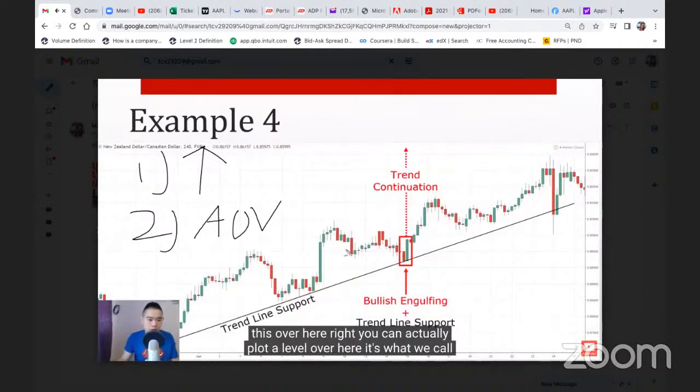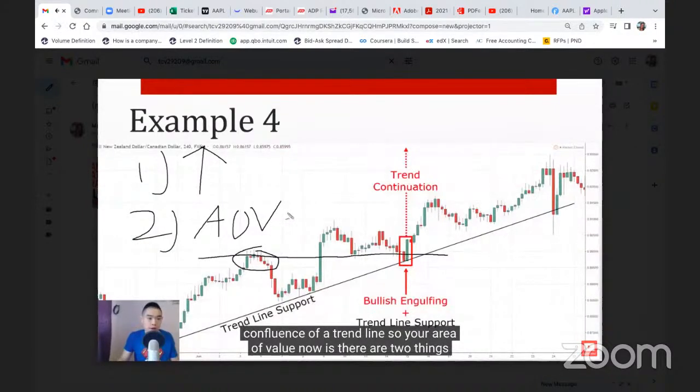In fact, if you look closely, this over here, you can actually plot a level over here. It's what we call a previous support that acts as resistance. This one, and on top of it, you have the confluence of a trend line. So your area of value now is two things, let's call it times two. One is the trend line, upward trend line support, and the other one is the previous resistance and support. So this is a strong area of value.